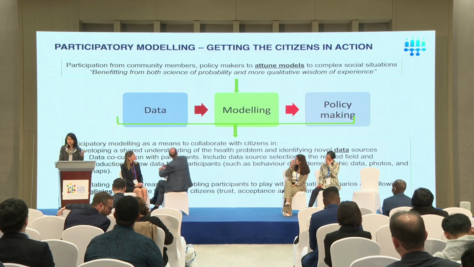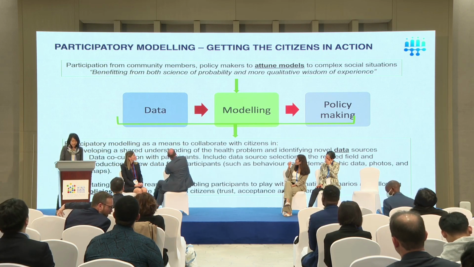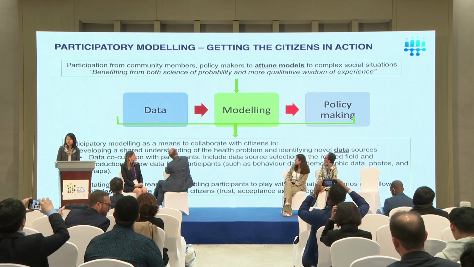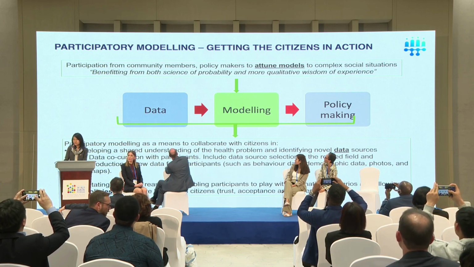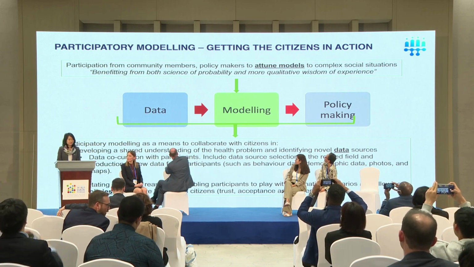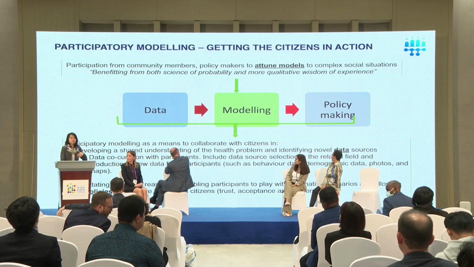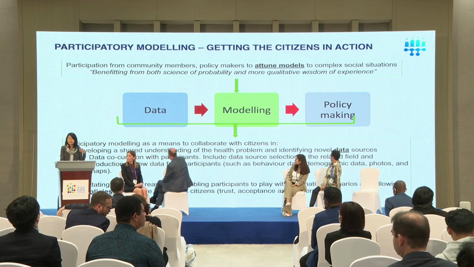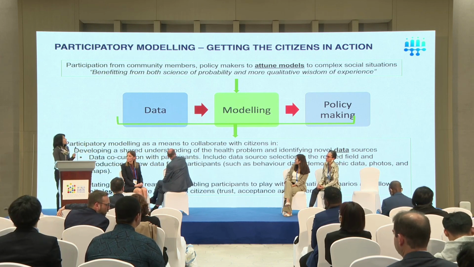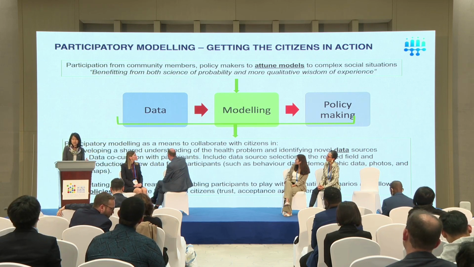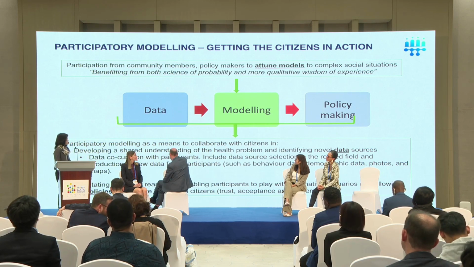So I would like to talk on one of the examples that we're working on, and that's really on participatory modeling. So as you know, models are typically seen as black boxes. We don't really know what's going on within that box. The idea here is that by bringing citizens' inputs and getting them to help us frame the assumptions and rules of the models, we can benefit from both the science of probability as well as the more qualitative wisdom of experience. So we can actually fine-tune our models better to very complex social situations.